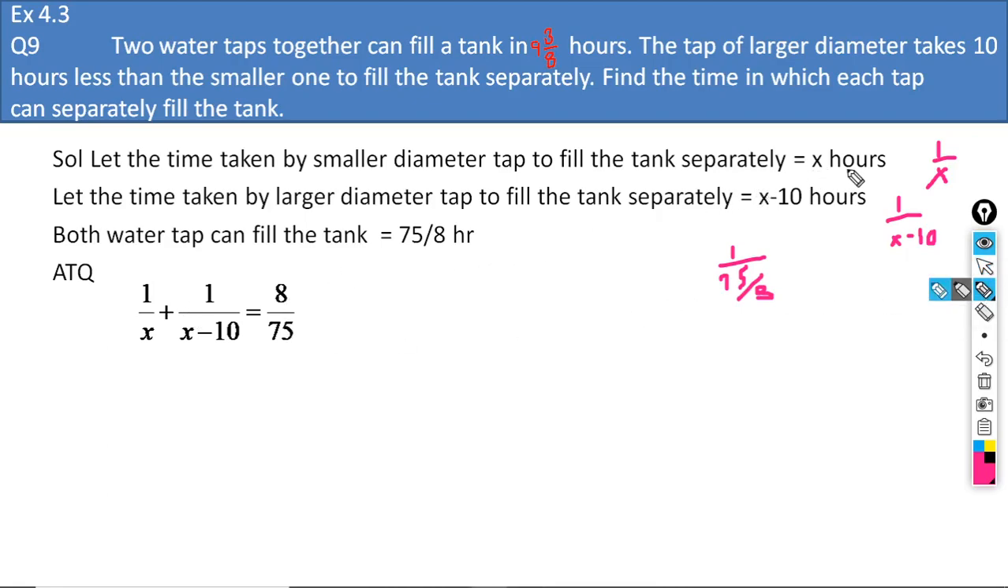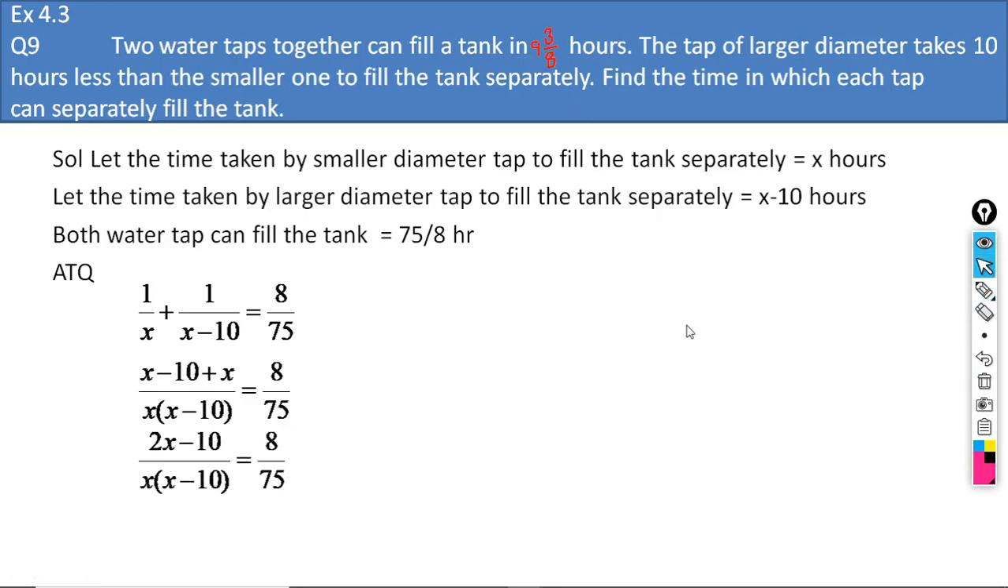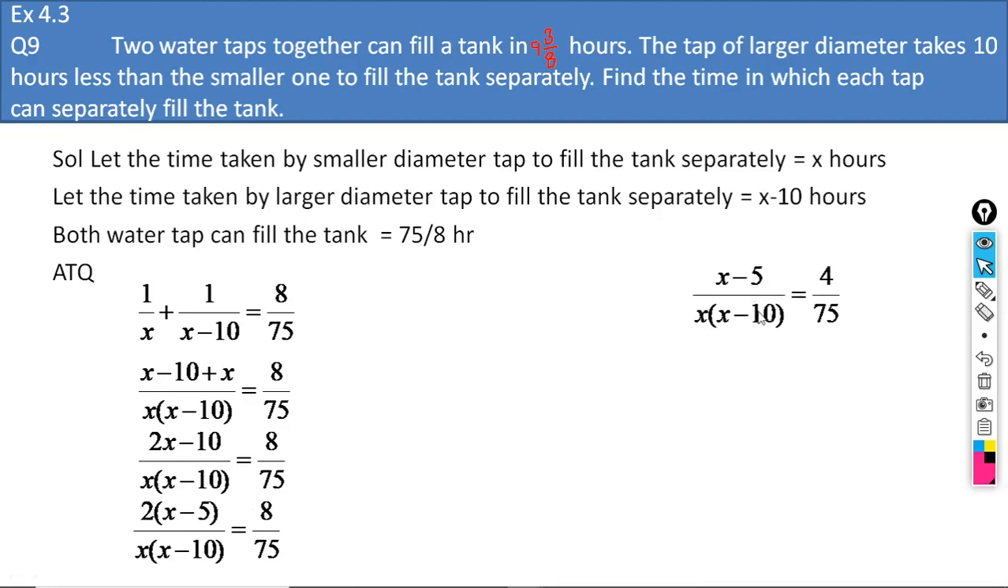Another way to understand this, we take the reciprocal of the first term, 1 upon x, the reciprocal of x minus 10 which is 1 upon x minus 10, and the reciprocal of the third term which is 75 by 8, we get 8 upon 75. Now once we get this equation, we will be solving by taking LCM, taking 2 common and cancelling with the 8. We are left with x minus 5 upon x into x minus 10 equals 4 by 75.